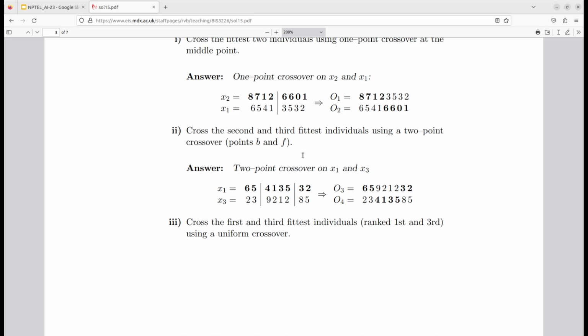Now cross the second and third fittest individuals using 2 point crossover. This was the 1 point crossover because we decided to cross over from the fourth position. There is also 2 point crossover. Here we are crossing over at two points, the third and seventh positions. So we keep the first two from ours, 6 5, change the middle to the other's, 9221, and the remaining 2 bits we take from ours, 3 2. So this is a kind of 2 point crossover. So we'll have O3 and O4, another offspring.